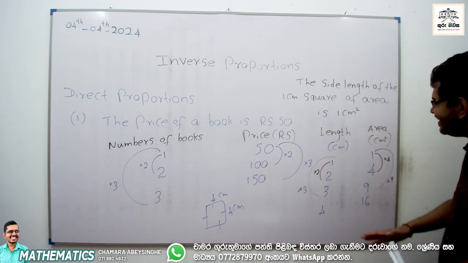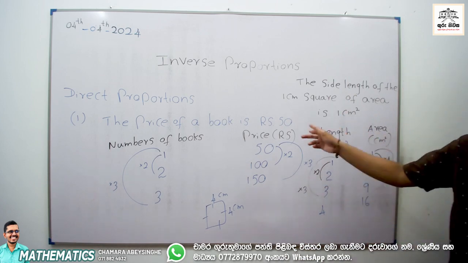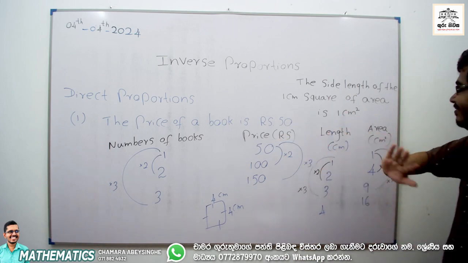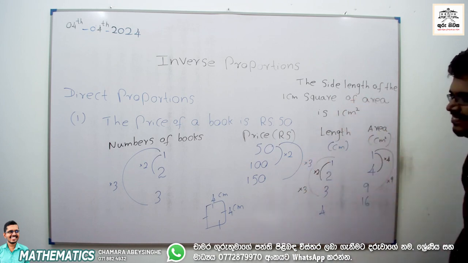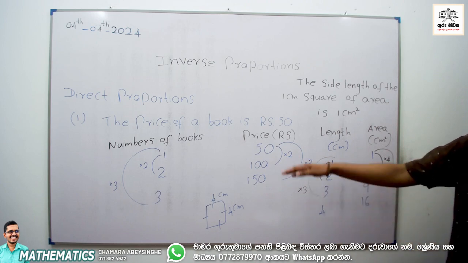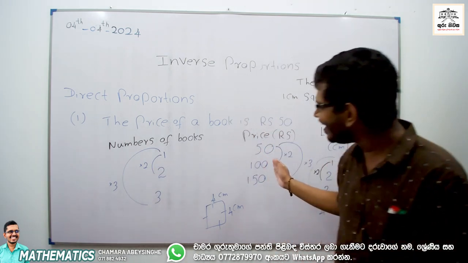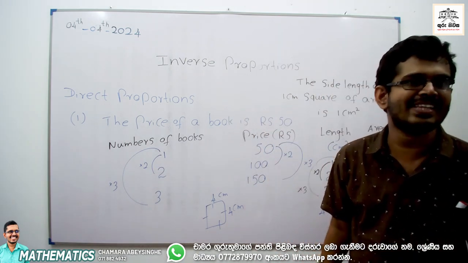That means this is not a direct proportion. This kind of one we can't get as a direct proportion. The reason is that both sides must increase by the same number.